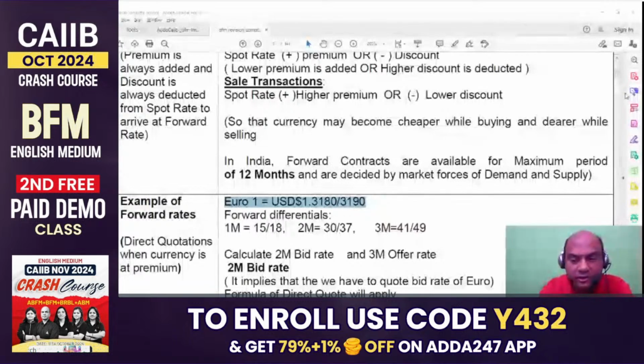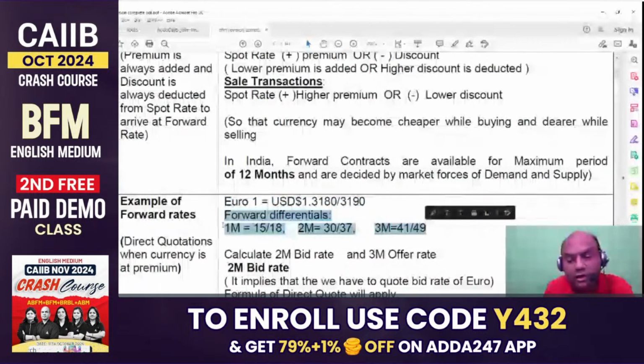So when I say 1 euro equals 3180, 3190, I can never say this currency is in premium or discount. I can only tell you whenever I see the forward rates. So if you see the forward rates now, you can tell me. From here you can understand that right side is bigger, left side is smaller. So whenever you have right bigger, left smaller in the forward market, then you can say the currency is in premium. Premium means what? You'll have to add it.